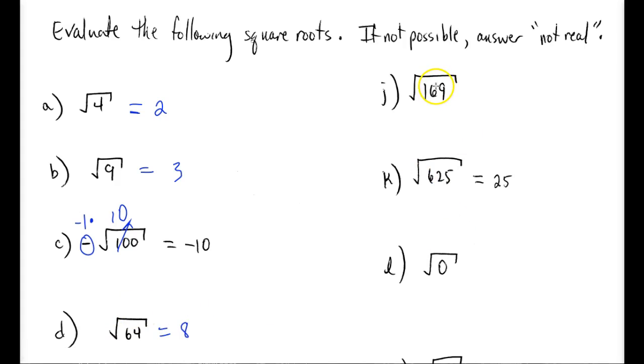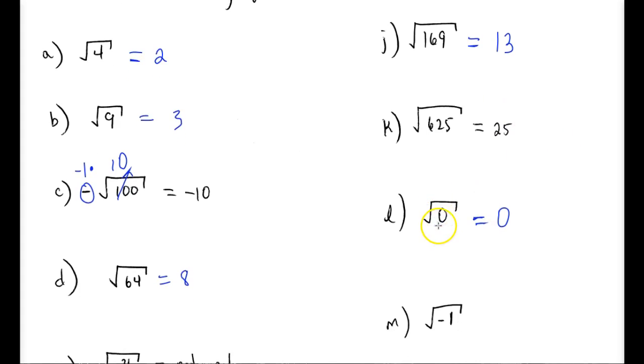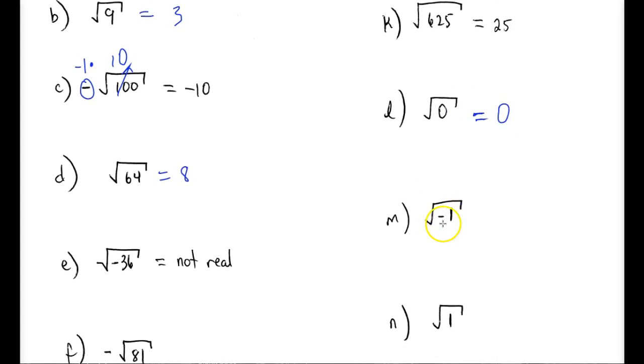And I'm going to move over here and then go down. So we know that for 169, 13 times 13 is 169, so the square root of 169 is 13. The square root of 625 is 25 because 25 times 25 is 625. The square root of 0 is just 0 because 0 times 0 is 0.